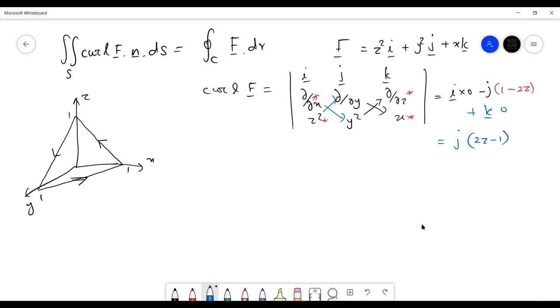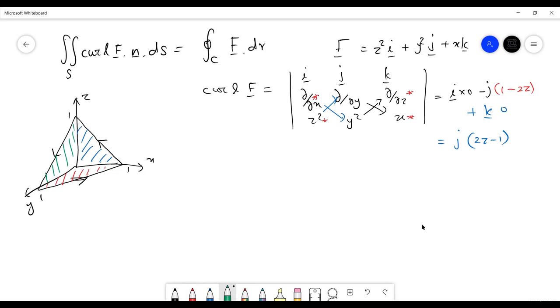So we know curl F, right? And now we have three different surfaces, right? So one is when x equals 0, another one is when y equals 0, and another one is z equals 0, right? Three different surfaces. I'll quickly highlight those surfaces. One is this, the bottom one. Other one is this one. Other one is this. For each instance, the unit vector is different, right?